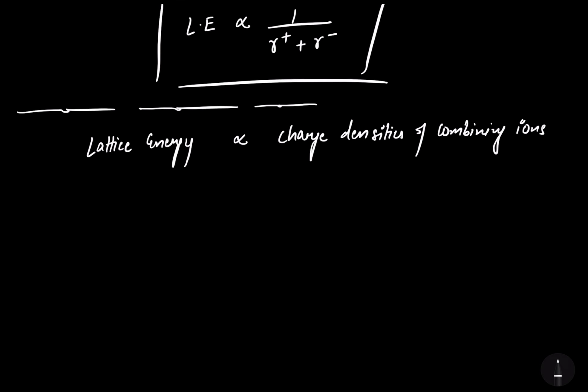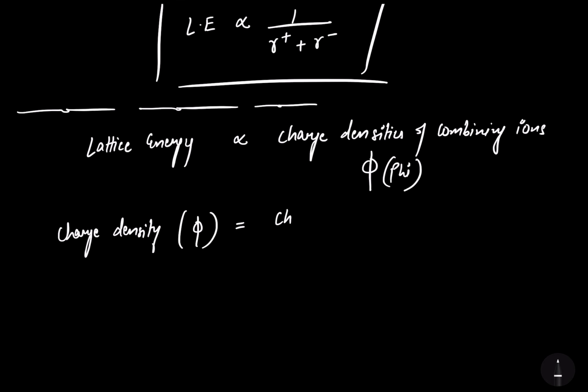Now let's talk about charge density. First of all, charge density is represented by the symbol phi. Now the charge density, that is phi, is equal to the magnitude of charge divided by the radius of that ion.